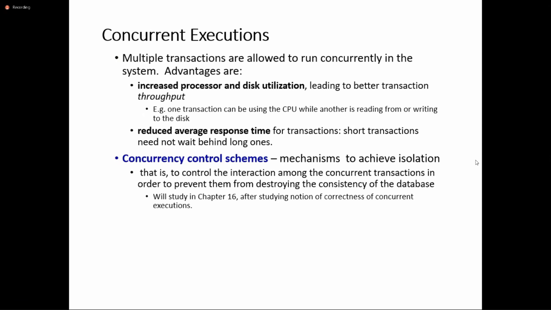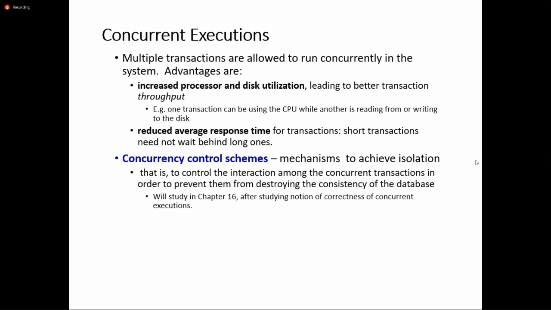Then one transaction can be using the CPU while another is reading from or writing to the disk. That is also possible. Sometimes you want to read a particular balance but not write, while another transaction can write. That's also possible. That's concurrency. It reduces the average response time for transactions: short transactions need not wait behind long ones.